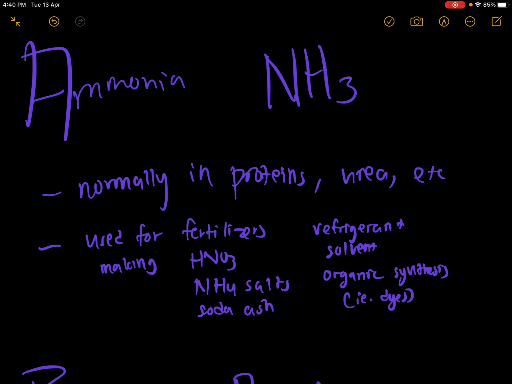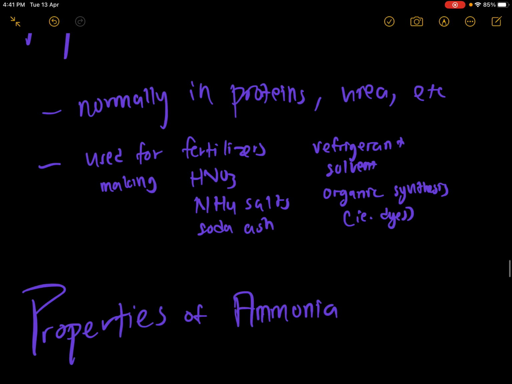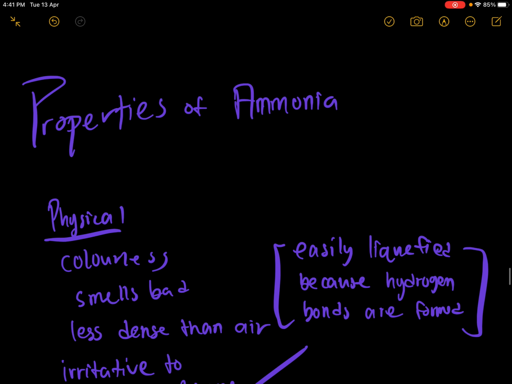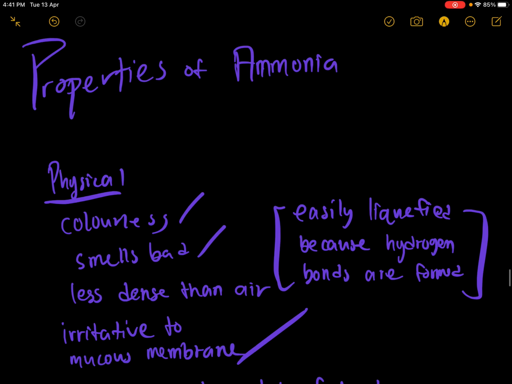Okay, second last is ammonia. So ammonia is NH3. You normally find it in proteins and urea. There are a lot of functions of ammonia. You can make fertilizers, nitric acid, ammonium salt, soda ash. It can be used as a solvent. It can be used as a refrigerant. It also can be used for organic synthesis, for like plastic and dyes, for example. The physical properties of ammonia is it's colorless.